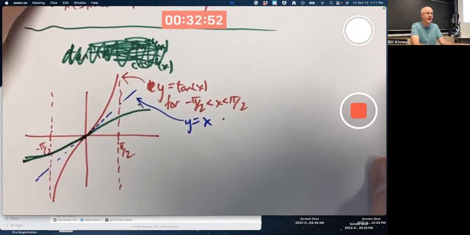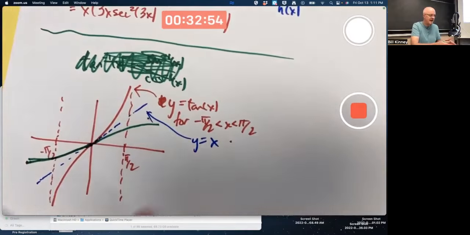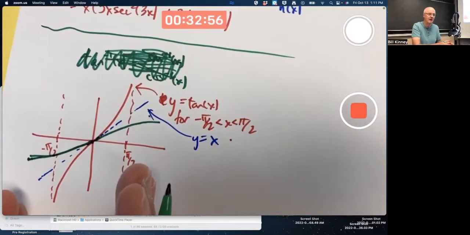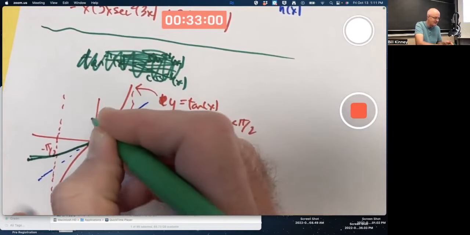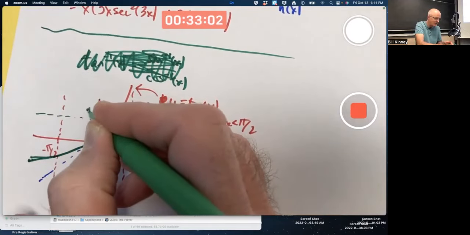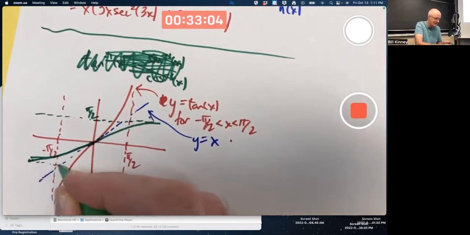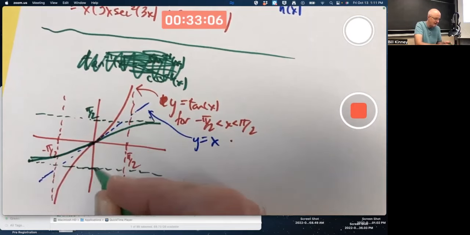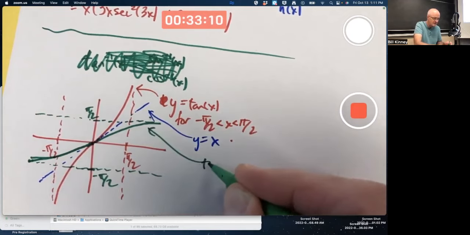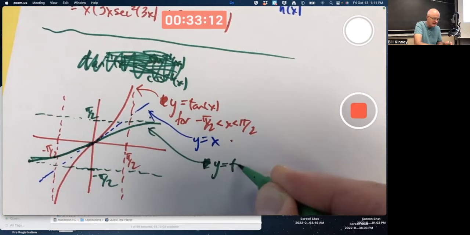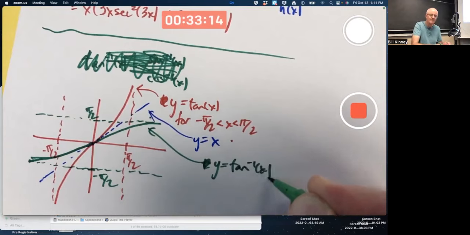That's the graph of inverse tangent. And if the graph of tangent's got vertical asymptotes at negative pi over 2 and positive pi over 2, I guess that means this green graph has horizontal asymptotes at pi over 2 and negative pi over 2. Yes, that's true. That's y equals inverse tangent of x.